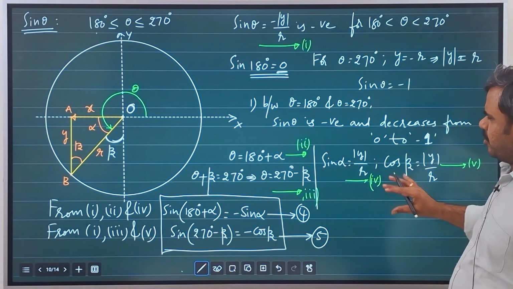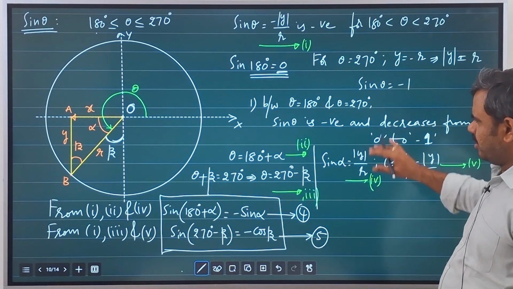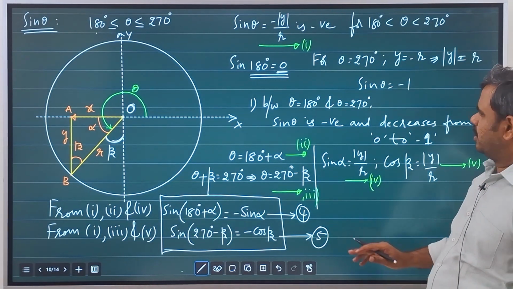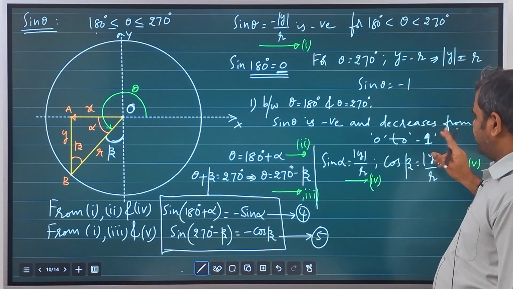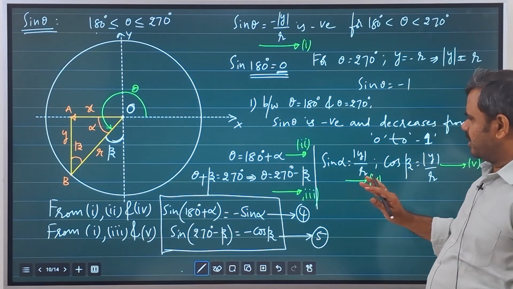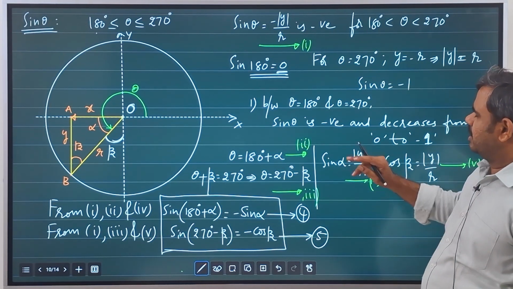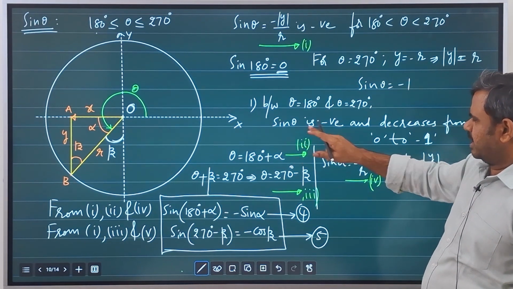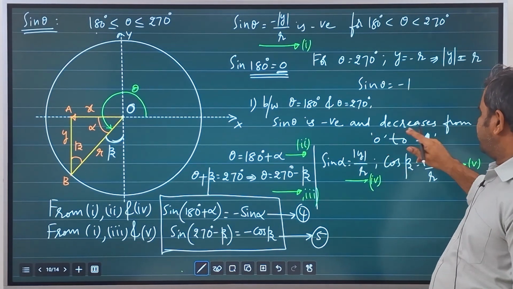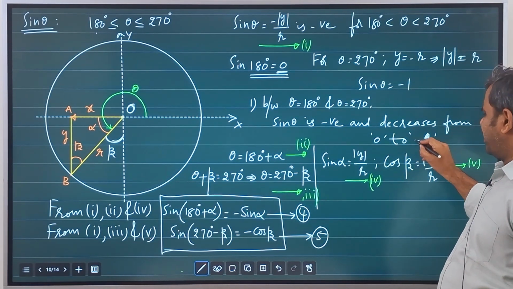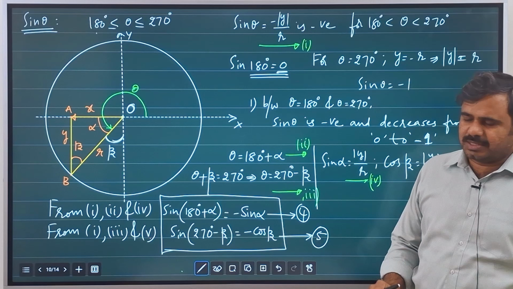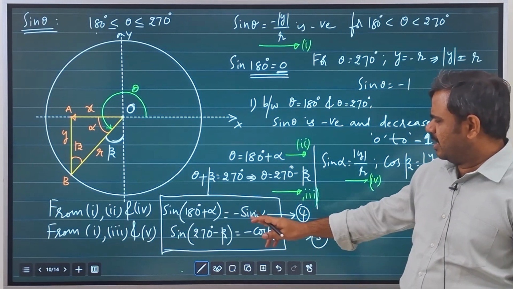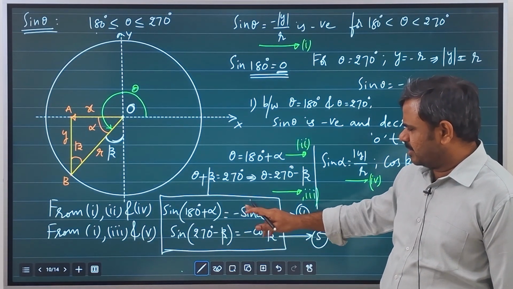Okay, we don't have to memorize or mug up anything. These are all logical conclusions. Mathematical logic. We follow mathematical logic. We don't memorize or mug up anything. In the third quadrant, sine theta is negative and decreases from 0 to -1. That's the first conclusion that we come to. And the second conclusion is these relations.